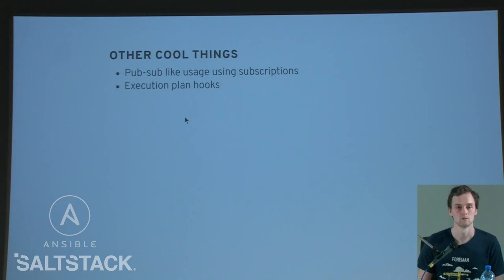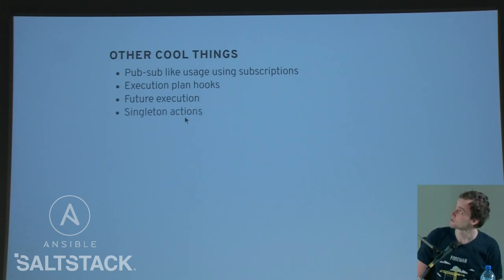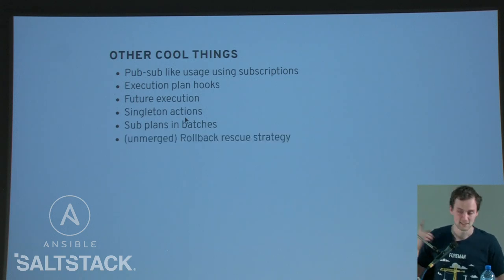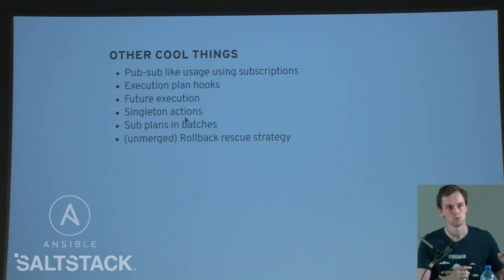Dynflow can do execution plan hooks, so when the entire execution plan turns over to stopped, paused, or something, you can run some code. It can do future execution. You can say, hey, let's run this action for me in, I don't know, 12 days. Why not? It can do singleton actions, which means there can be only one running instance of them. It can do subplans in batches, but that's if you have a lot of subplans and you need better performance. And there's actually a proof of concept branch on GitHub, which implements a rollback rescue strategy, which allows you to roll back in case the execution plan hits an error.